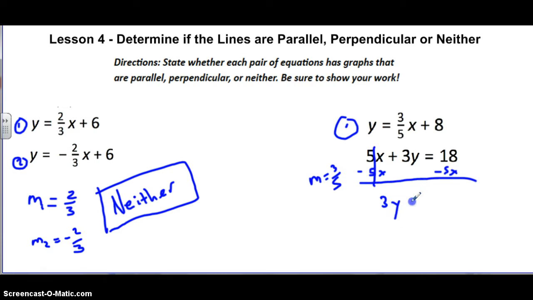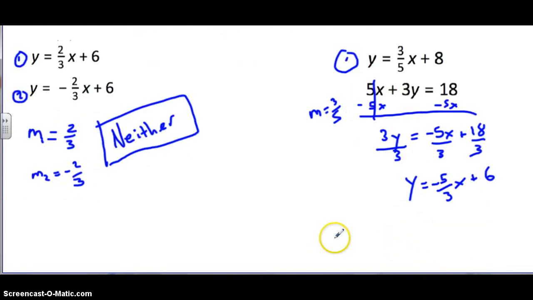We get 3y equals -5x plus 18. Remember, I can't subtract these because they're not like terms. Finally, I'll divide everything by 3 to get y by itself, and I get y equals -5/3 x plus 6. Now I can actually look at the slope. The slope of the second one is m equals whatever's in front of x, which is -5/3. So now I have my two slopes.